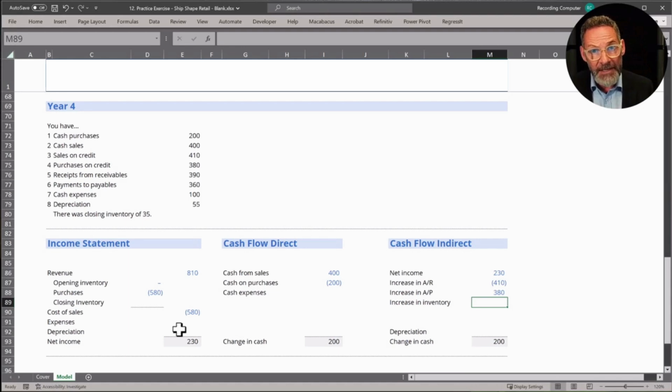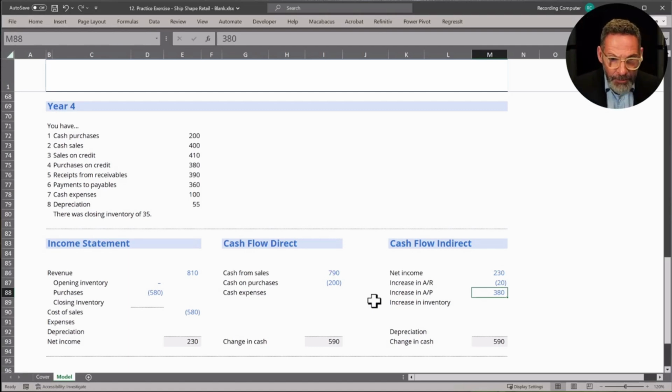Now, we have receipts from receivables. This doesn't affect the income statement, but it is going to affect the cash flow direct method. We got receipts from receivables of 390. And it means that our balance on accounts receivable, although it did go up to 410, it then was reduced by 390 so that it sits right now at negative 20. Again, the direct and indirect method match, always a good check.